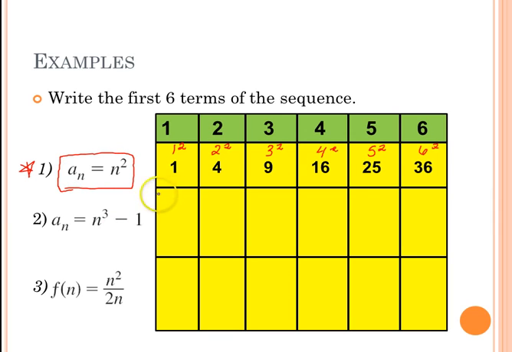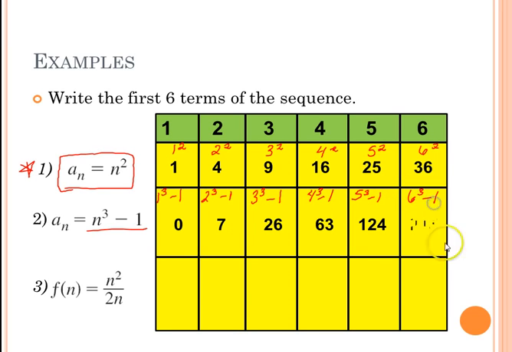So same thing here. 1 cubed minus 1. Well, 1 cubed is 1. Minus 1 is 0. 2 cubed minus 1. 2 cubed is 8. 8 minus 1 is 7. 3 cubed minus 1. 3 cubed is 27. Minus 1 is 26. And we could keep going. 4 cubed minus 1. 5 cubed minus 1. 6 cubed minus 1.